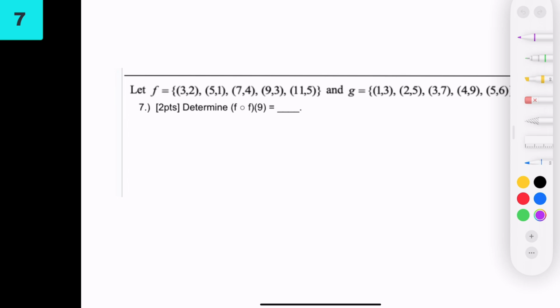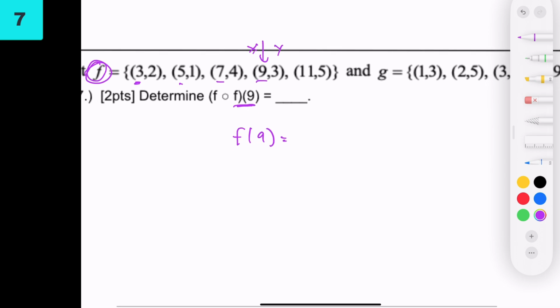All right, question number 7, we're gonna start on the right side. So we're gonna find f of 9. I go to f, and we're looking for the x values. That would be this one. So I have an x and a y here. So my answer is 3. Well, this 3, this output now becomes my input, f of 3. Now, we go up to f again, and we're looking for 3. And then my answer is 2. So 2 is my answer.